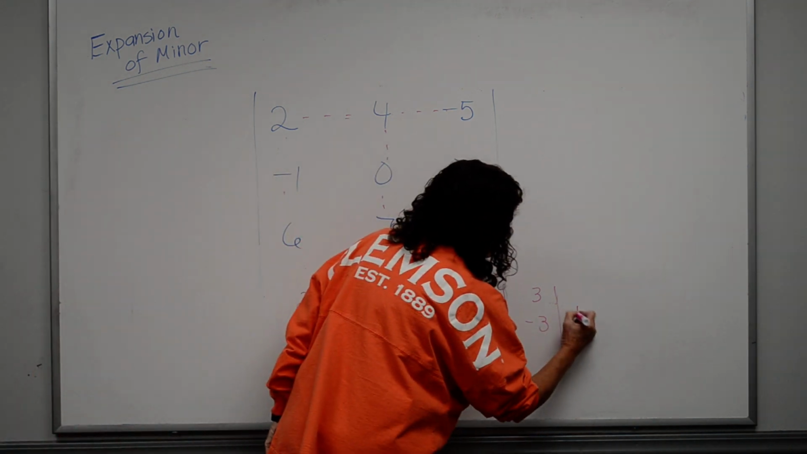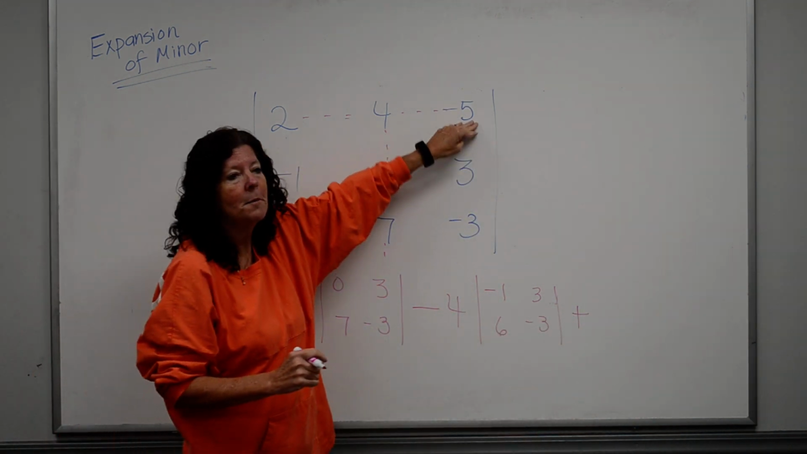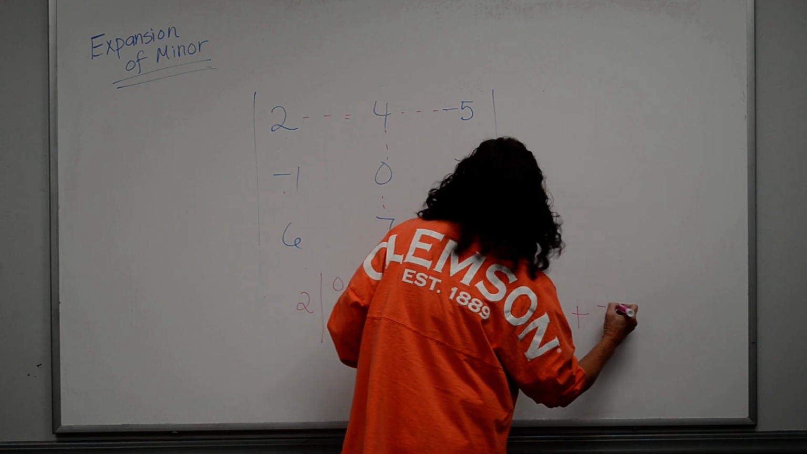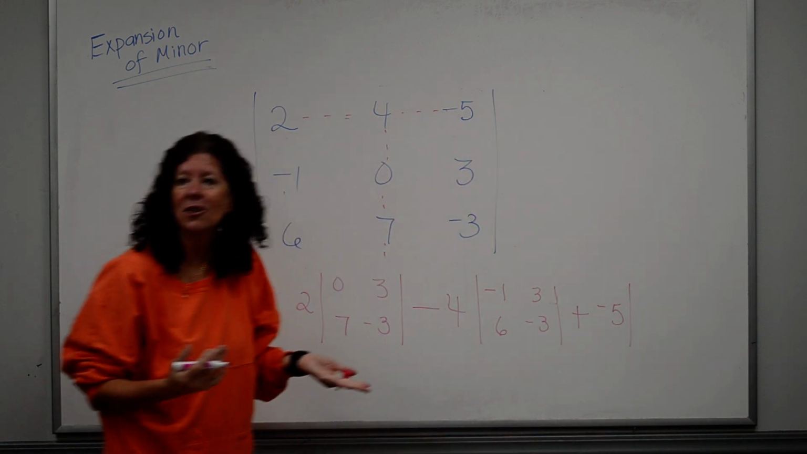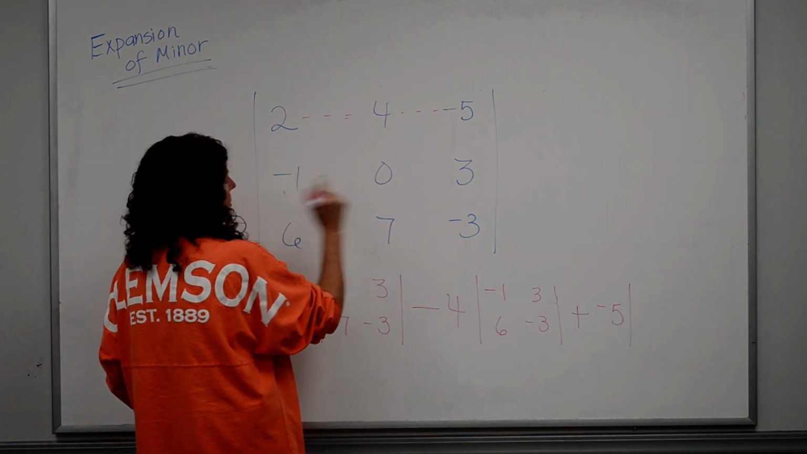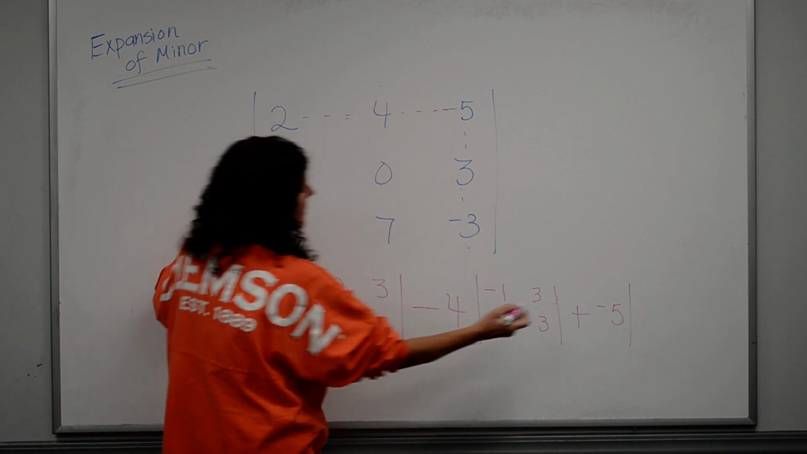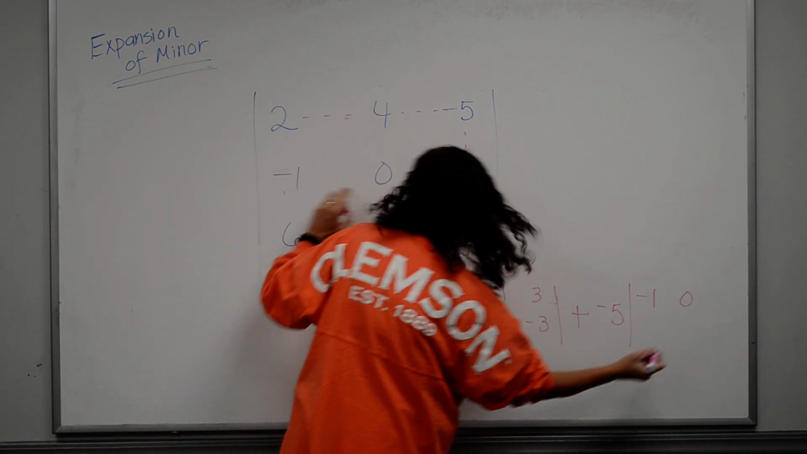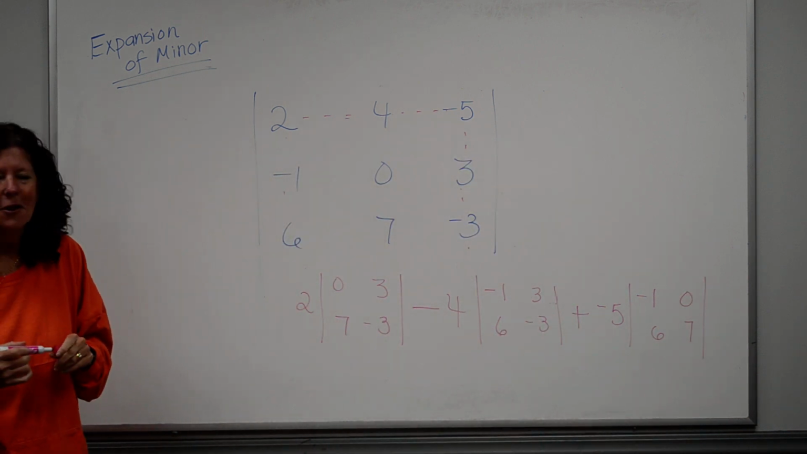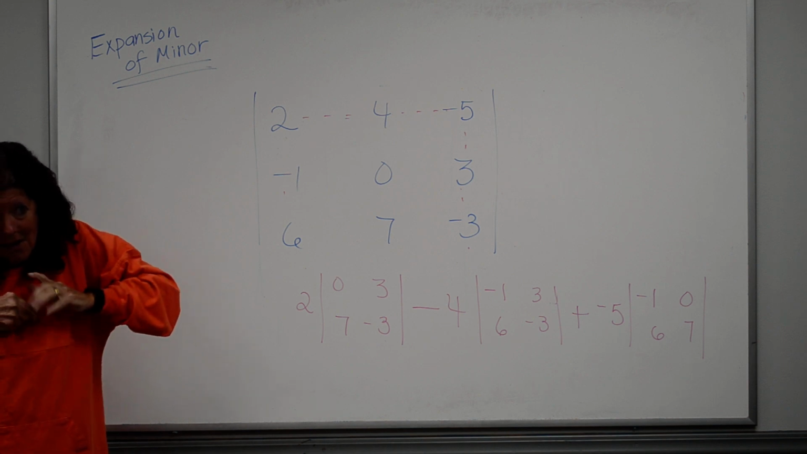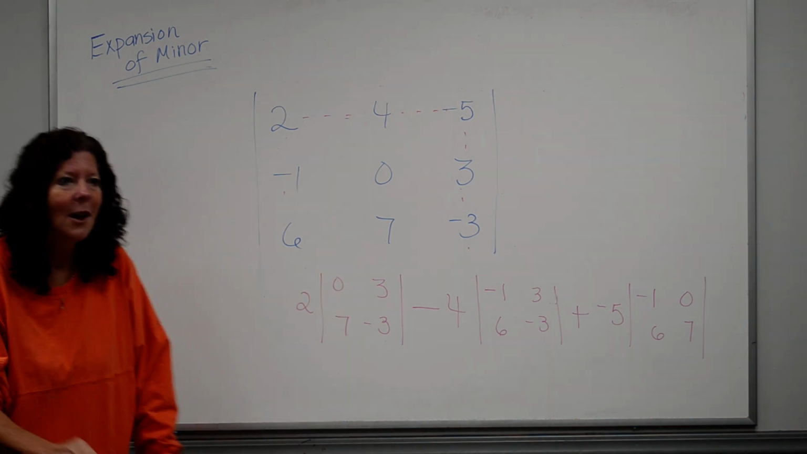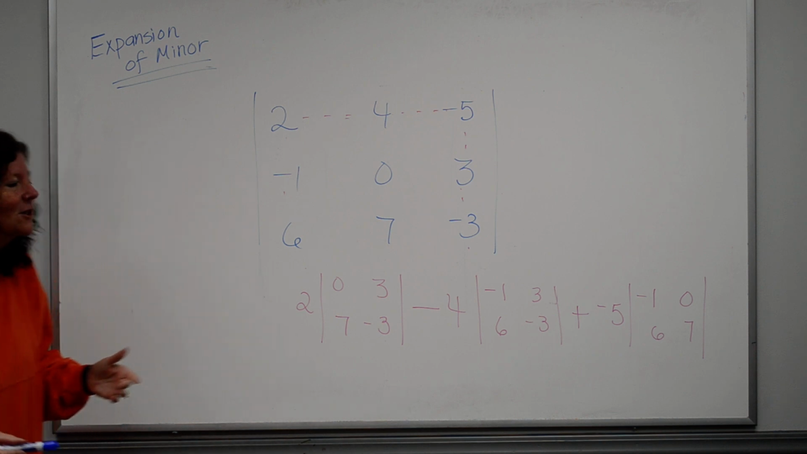Then my formula says plus, and I pick the number that's in the third spot in the first row, in the third column. So -5 times the expansion of its minors. Well, now I've eliminated, obviously I eliminate the first row every time, but also the third column. So I have -1, 0, 6, and 7. Does that make sense, what I put up there? Kind of weird, but again, who in the world came up with this? Somebody that is smarter than me. That's who came up with it.